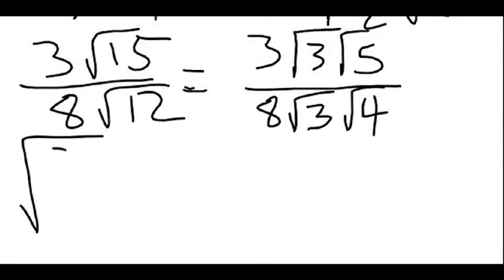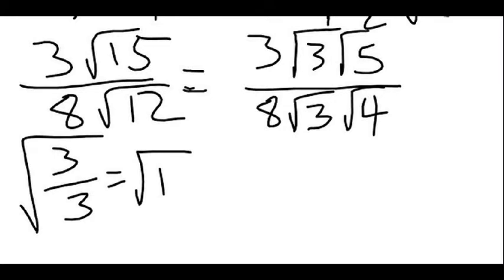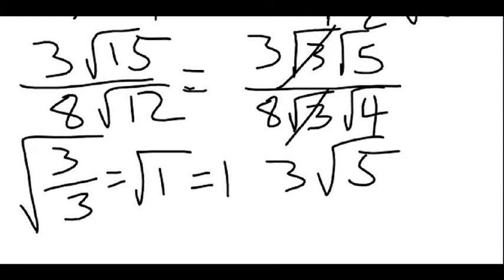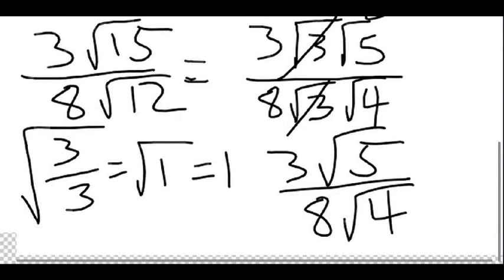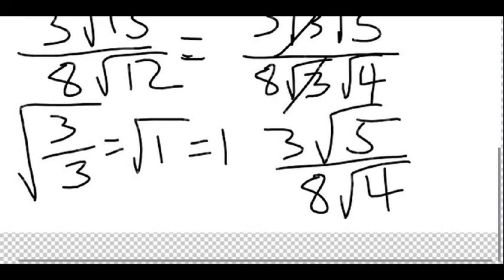And so we have radical 3 divided by radical 3. Now the rule with dividing radicals says that we can place them under one radical. So 3 divided by 3 becomes 1, so we'd have radical 1. We know the square root of 1 is 1. So these 3's effectively cancel out, and we're left with 3 radical 5 divided by 8 radical 4.